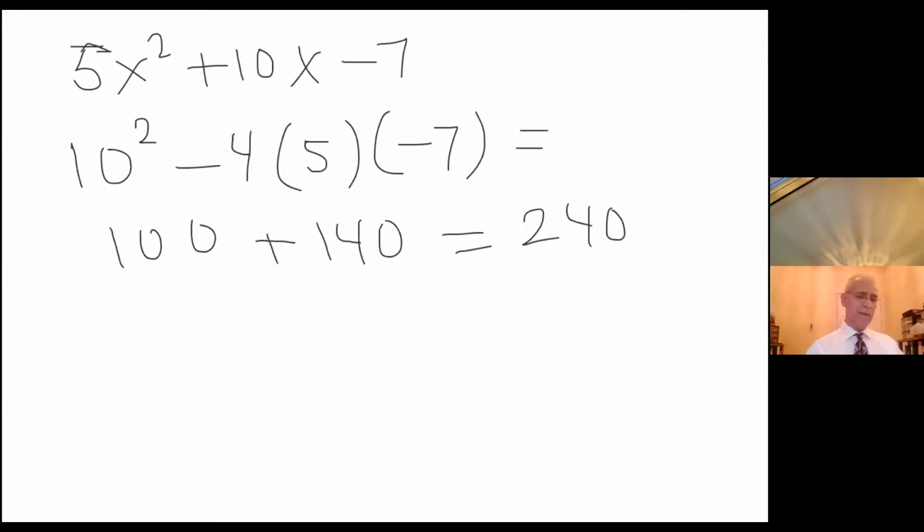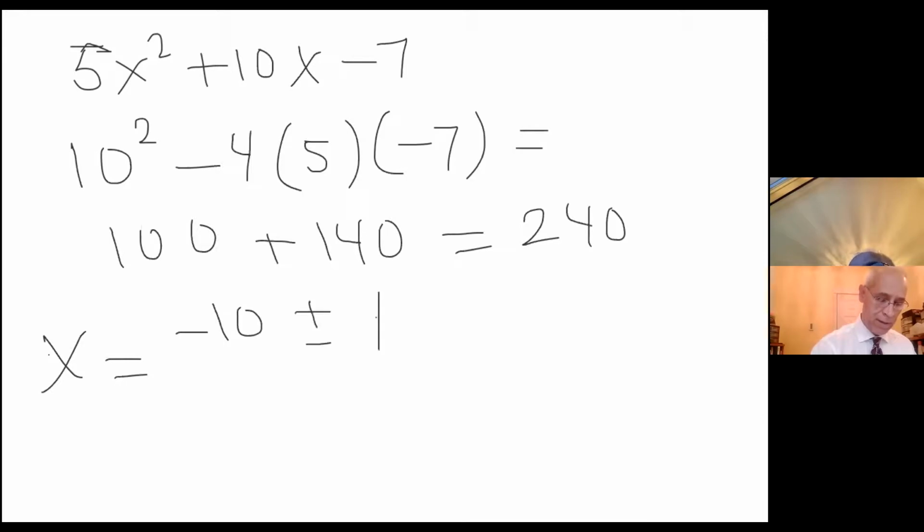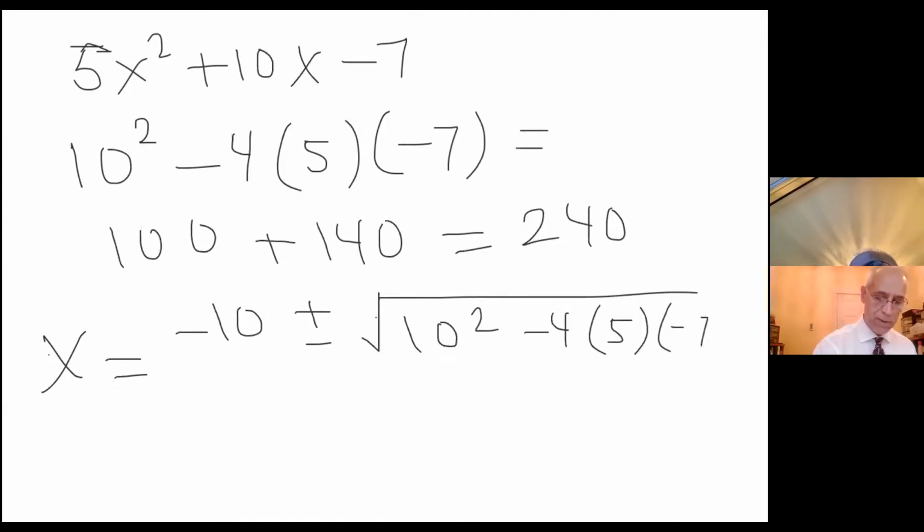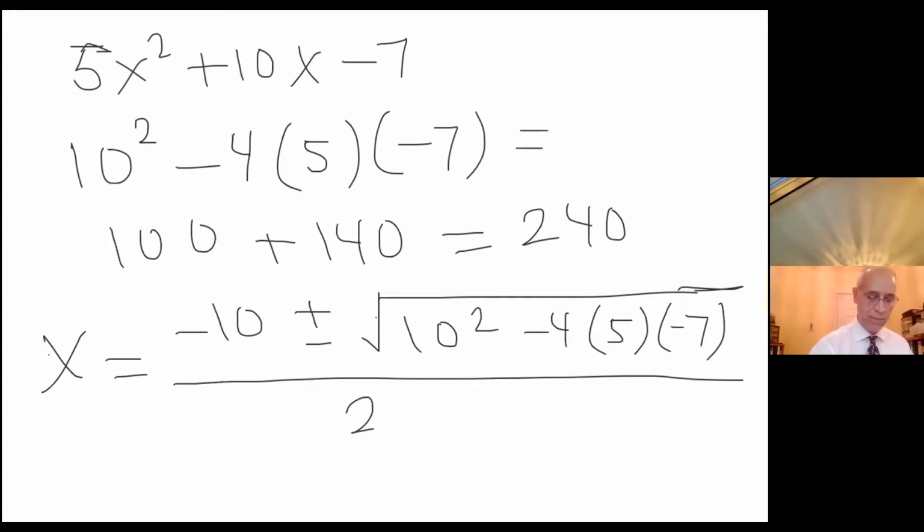Okay, I'm looking at this and it's not very friendly. It's not very factorable. It doesn't look like that. So I'm going to go ahead and use the quadratic formula. I'm going to say that x equals the opposite of b, which is minus 10, plus and minus the square root of b to the second, which is 10 squared, minus 4 times a times c, which is negative 7, all over 2 times a, 2 times 5.